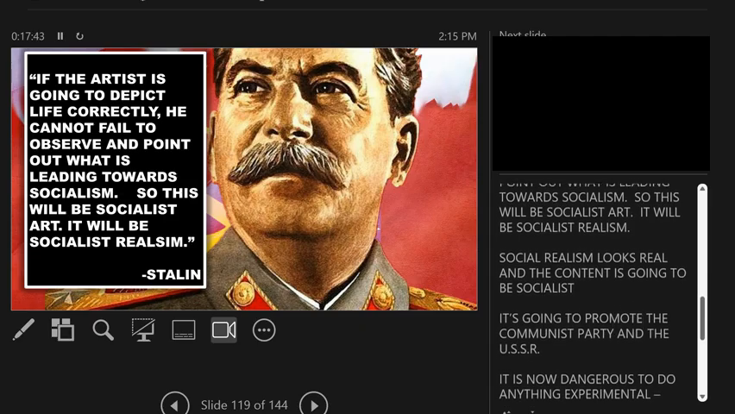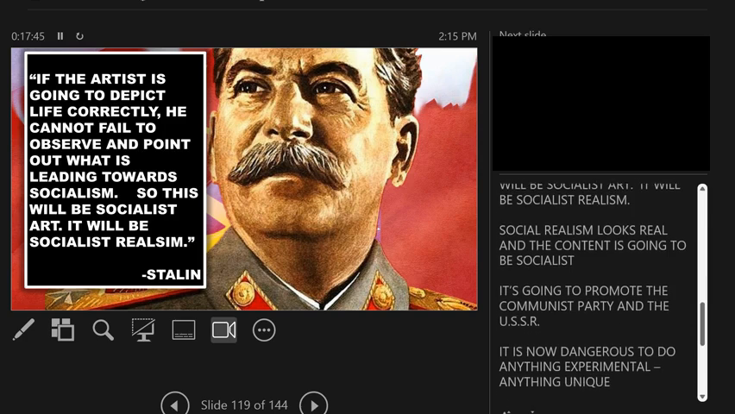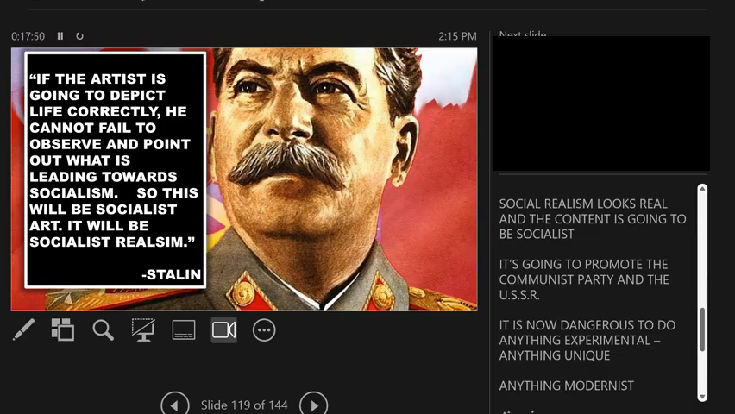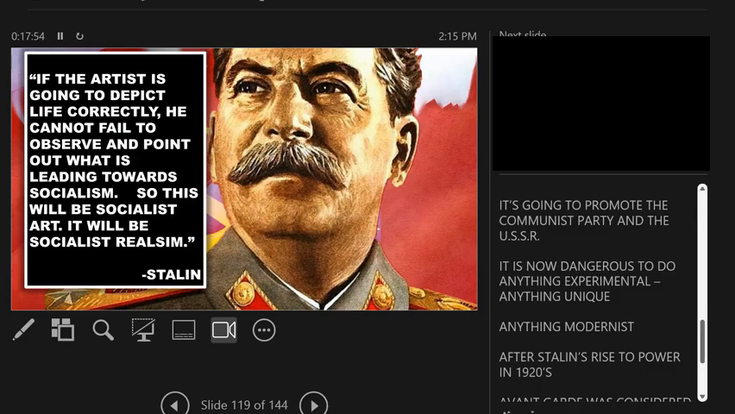So this will be socialist art. It will be socialist realism, is what he says. Social realism looks real, and the content is going to be very socialist. It's going to promote the Communist Party.